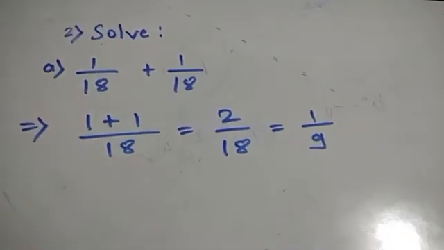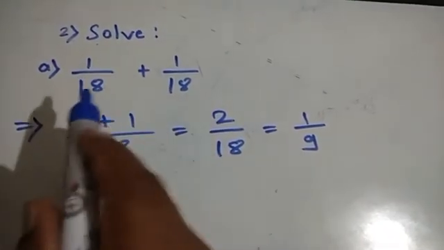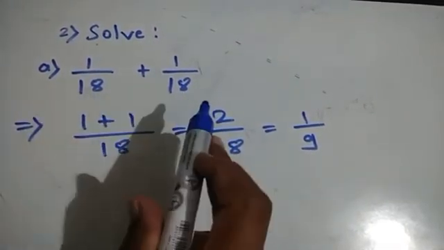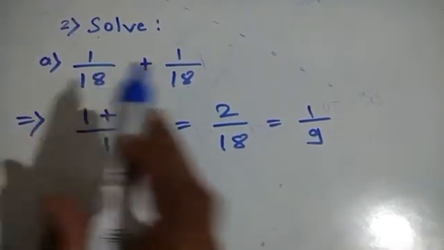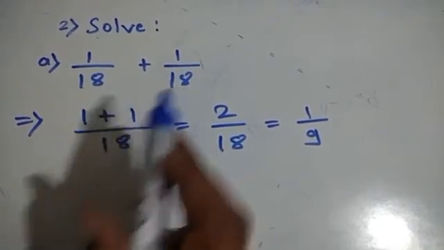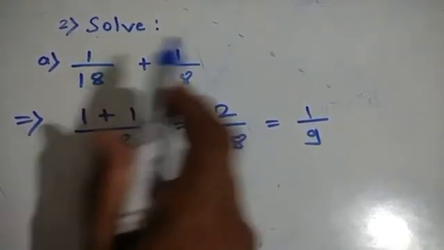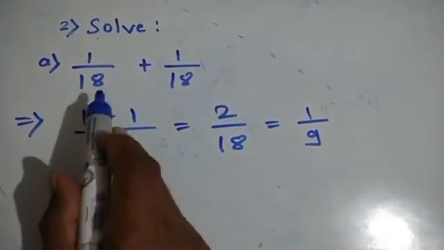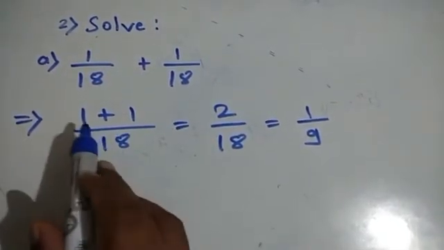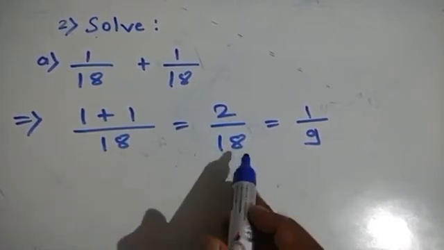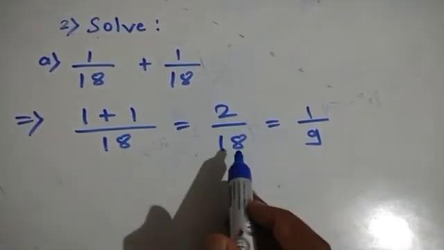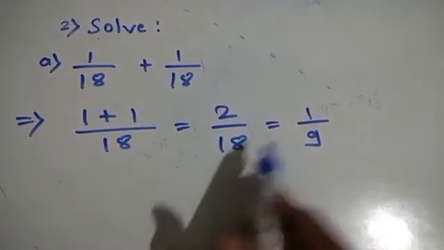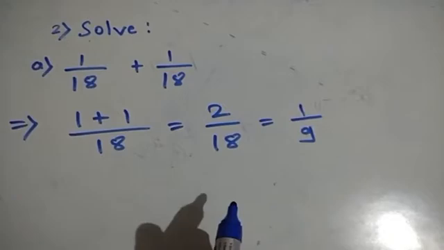Now let's solve the second question. Solve 1 upon 18 plus 1 upon 18. Students, we can see here both the fractions are like fractions, and we know that if given fractions are like fractions, we have to copy the denominator as it is and we have to add numerators. Therefore 1 plus 1, numerators we will add, and the denominator we will copy as it is. Therefore 1 plus 1 is 2 and 18 as it is. Now this 2 upon 18 we can reduce to its lowest term. So 2 ones are 2 and 2 nines are 18. Therefore 1 upon 9 will be the final answer.